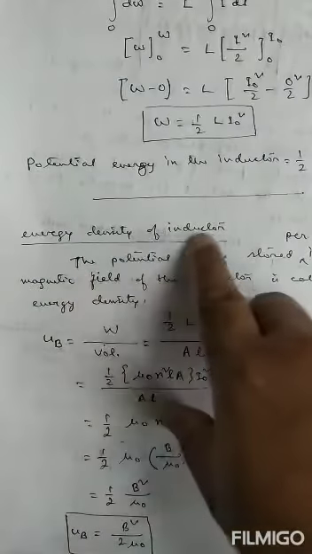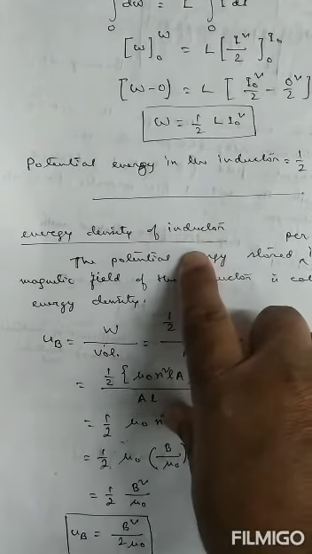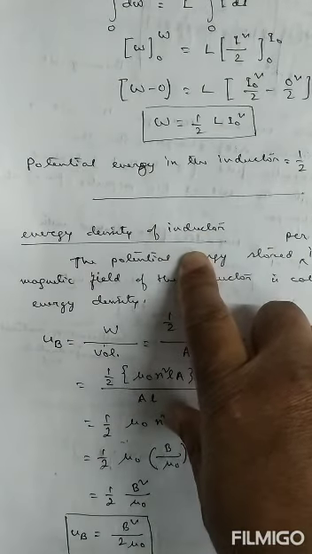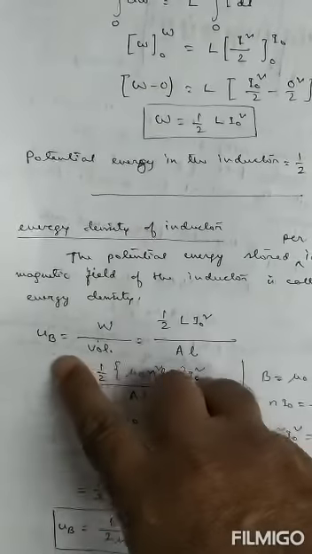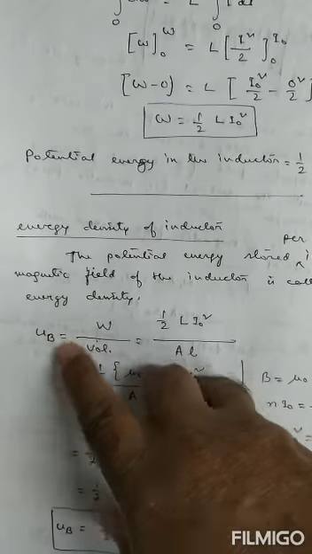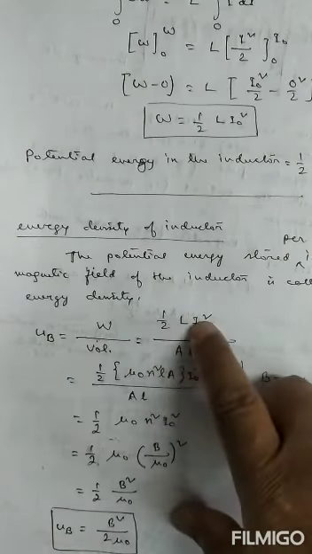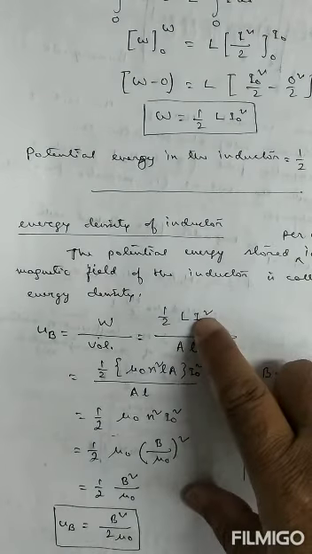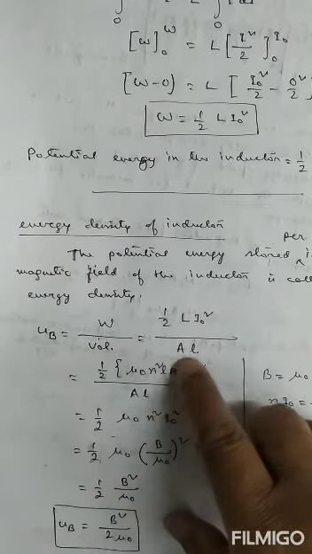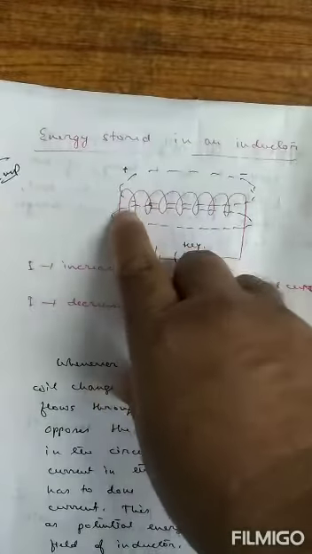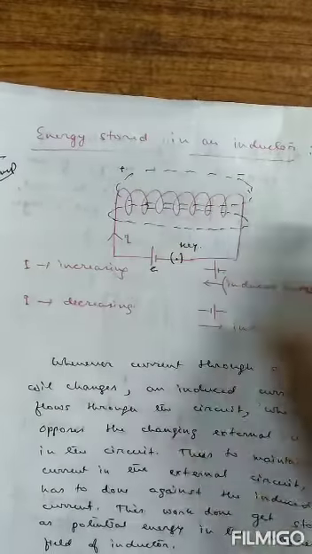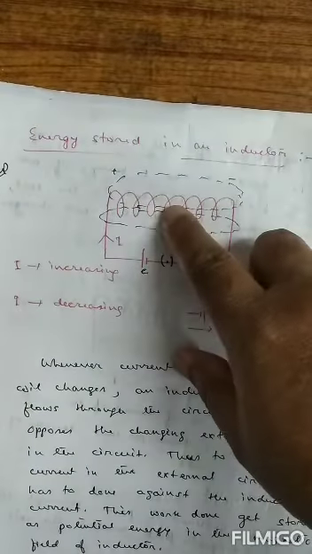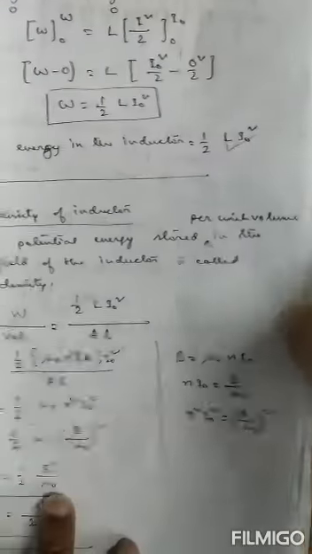What is energy density of an inductor? The potential energy stored per unit volume of the inductor is called energy density. It is denoted by small u_B. Half L I square is the potential energy in the magnetic field of the inductor. What is the volume of the inductor? It is a cylindrical coil, so volume of the cylinder is cross-sectional area into length, A into length.